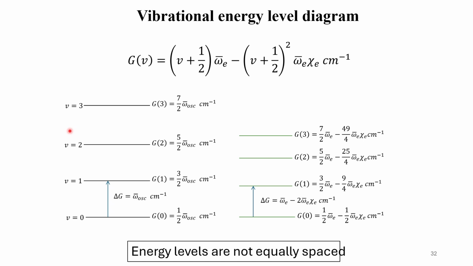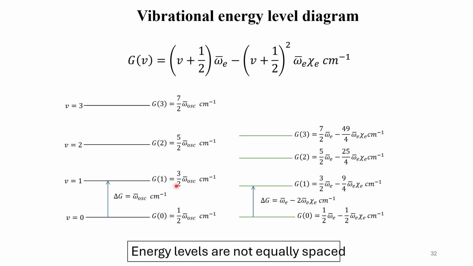Okay, so this stack of lines illustrates the value of the energy from the ground state to the first excited vibrational energy level, second excited vibrational energy level, and also third excited vibrational energy level, with their corresponding values according to the simple harmonic oscillator model. But if you substitute the value of the quantum number into the anharmonic model, then these are the values for the respective energy levels.